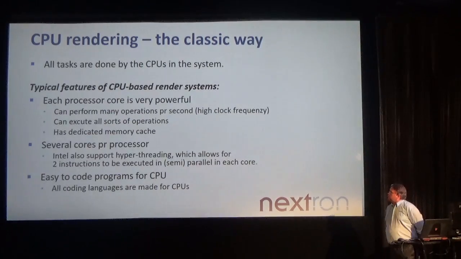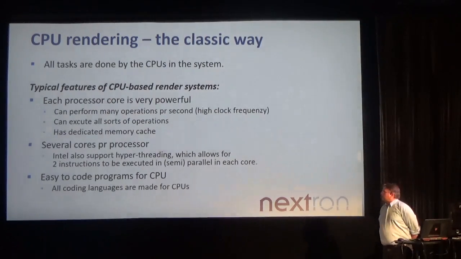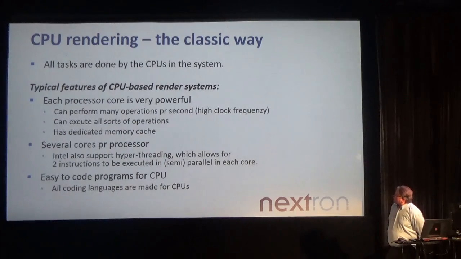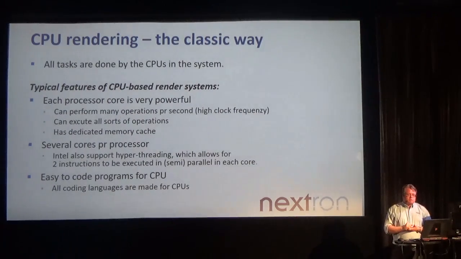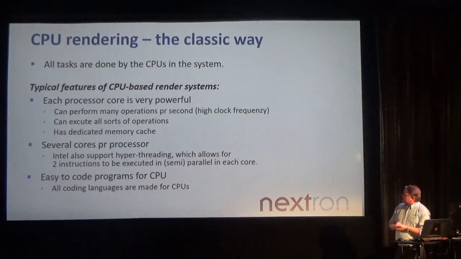Okay, CPU-based rendering. That's the traditional, the classic way to do it. And how does that work? Well, basically, all the tasks are done by the CPU in the system. A CPU is a versatile processing unit. It can basically compute all tasks you have, no matter what it is. It can do many operations at a time. It typically has quite a high clock frequency. And modern CPUs have several cores.